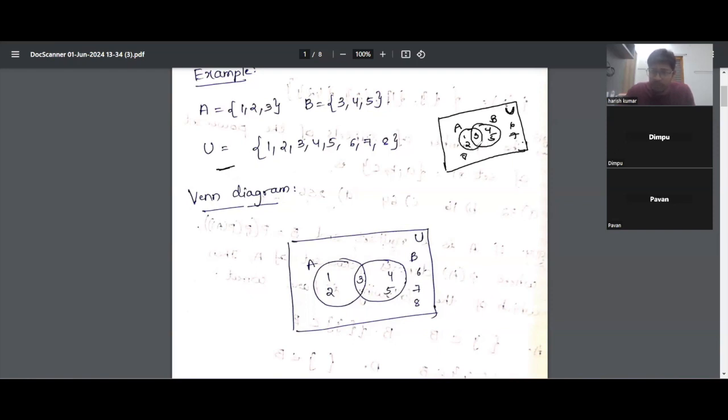Now the important point that we have to note is that 3 lies in both A as well as B. That's the reason it is represented in the common region. Now if I have to write A intersection B or A union B, I can directly see it from the diagram and write it. Understood the importance of Venn diagrams? Yes, sir.